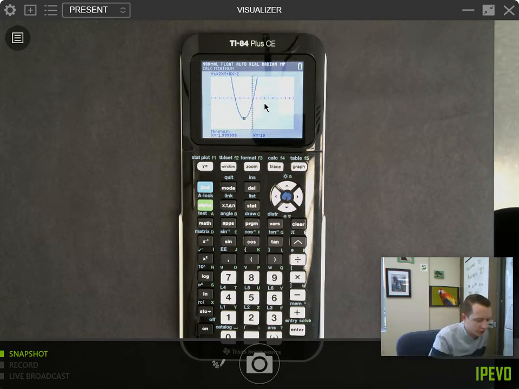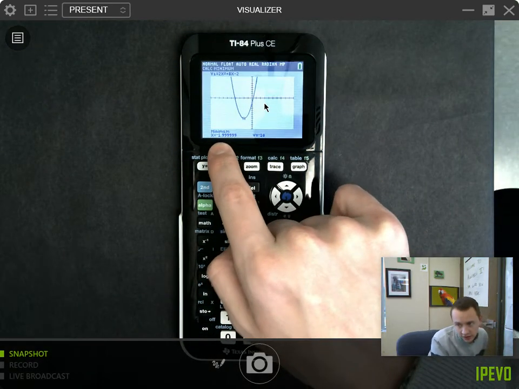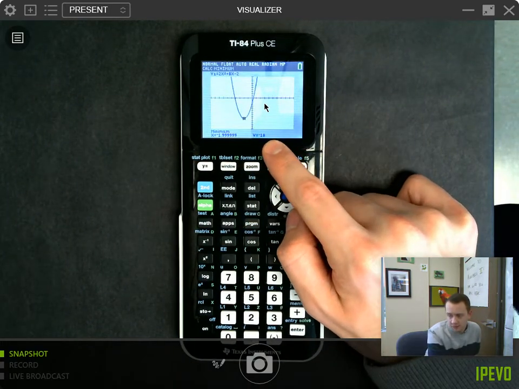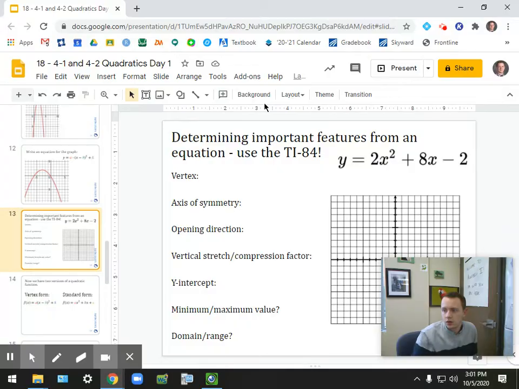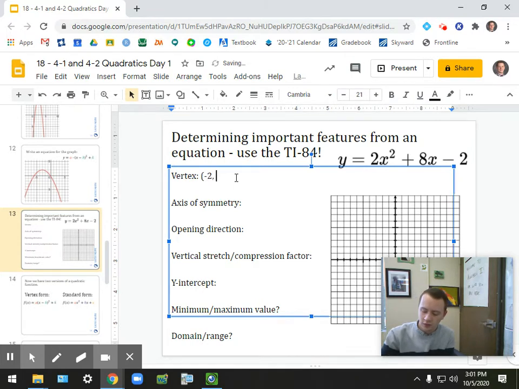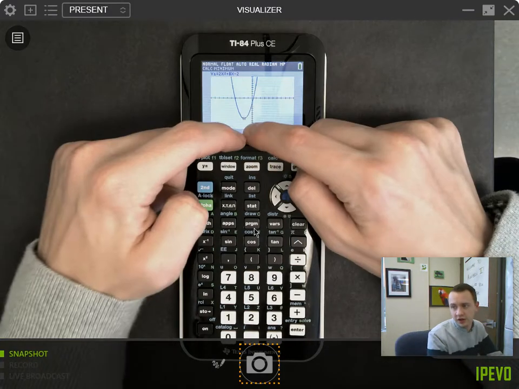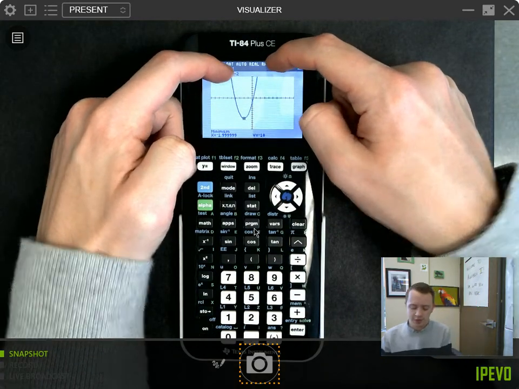It's going to calculate it for you, and this one says minimum is -1.9999999. Really what that means is -2, and then the y is -10. So if you go back here, your vertex is at the point -2, -10. We know from what we know about parabolas that our axis of symmetry is at the x value of the vertex. So it's x equals -2. The opening direction, I'm going to go back to the graph and just look at it. Where is the opening of the parabola? The opening of the parabola is up.